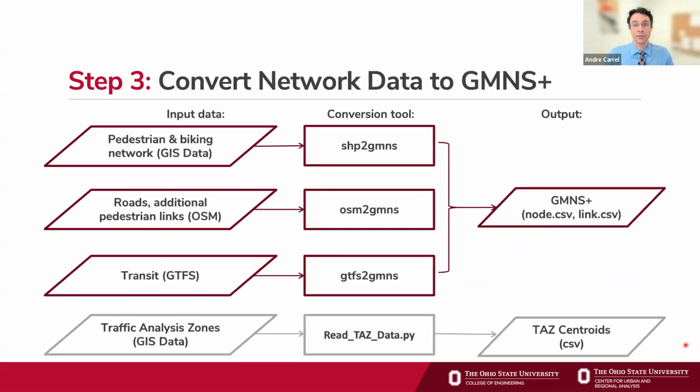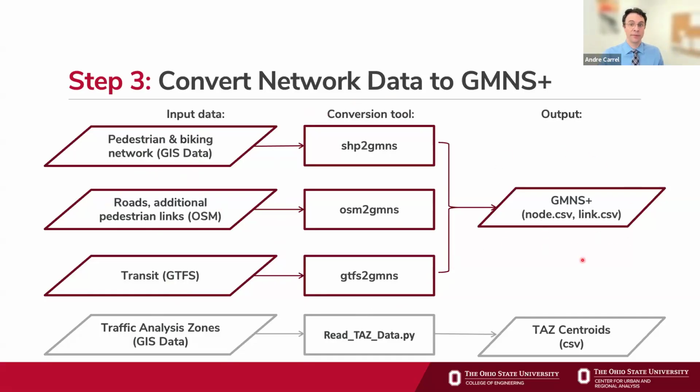Okay, now step number 3. This goes without much explanation, but for each one of the modes, we want to convert the network data from the format it came in to GMNS Plus. So the pedestrian and biking network is GIS data, the roads, the additional pedestrian links from OpenStreetMap, transit as GTFS. For each of those, there is a conversion tool. This is the Python library that I mentioned beforehand that is maintained by our colleagues at Arizona State University.